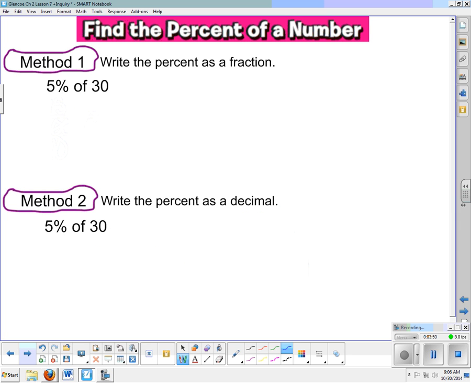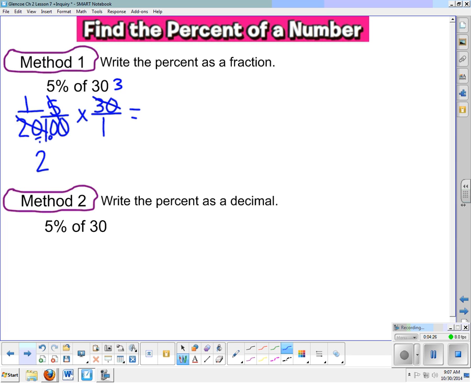We'll do one more together. 5% of 30, 5 over 100 times 30 over 1. You don't have to reduce your fractions. However, we'll have to work with larger numbers, and then you're going to have to reduce them at the end anyway. So I'm going to reduce this to 1/20, and then I can also reduce it diagonally. 20 and 30 can be divided by 10, and I get 2 and 3.